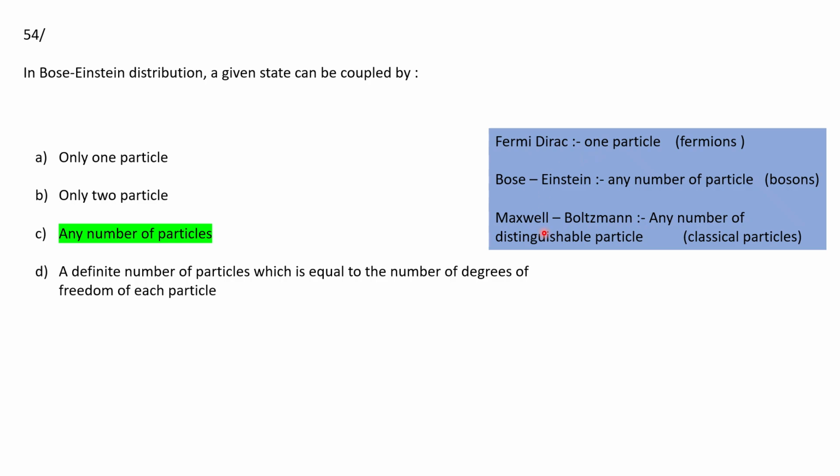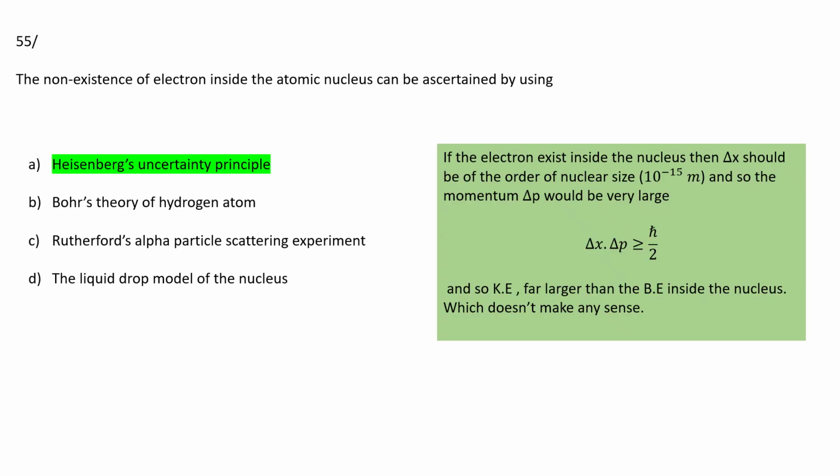Then again we have classical particles, and this can be done with the Maxwell-Boltzmann distribution. Okay, and here we can put any number of particles, but they should be distinguishable. Okay, I hope you understand this part. Then the non-existence of electron inside the atomic nucleus can be ascertained by using.